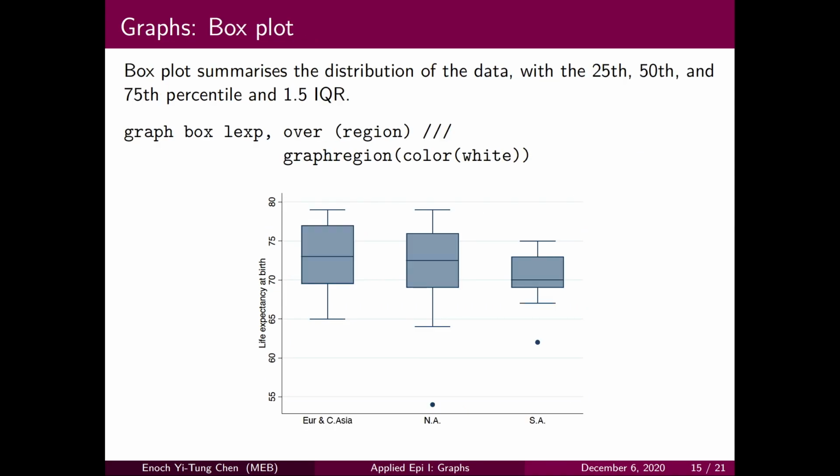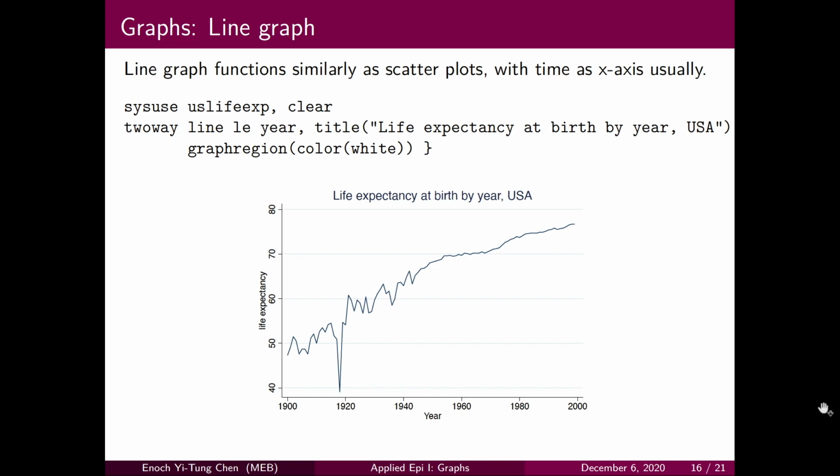Box plot, I'm sure that you learned that in your basic biostatistics. Box plot summarizes the distribution of the data. Line graph functions similarly to scatter plots, trying to see the relationship. It is quite often to have time as the x-axis.